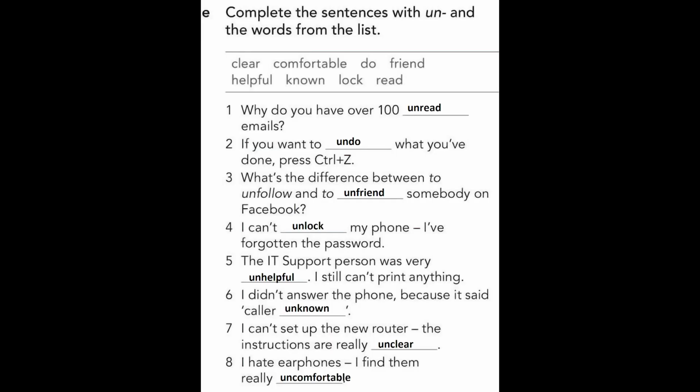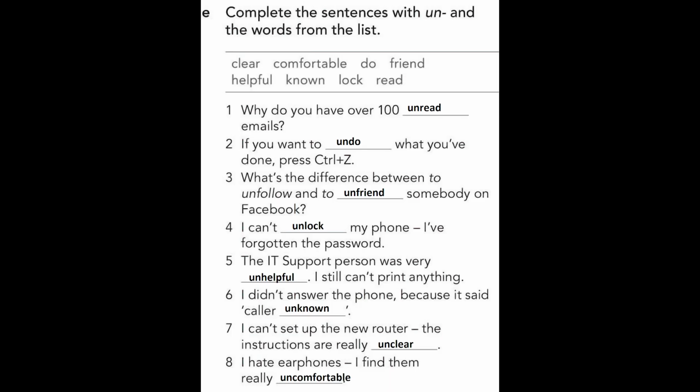One. Why do you have over 100 unread emails? 2. If you want to undo what you've done, press Ctrl plus Z. 3. What's the difference between to unfollow and to unfriend somebody on Facebook? 4. I can't unlock my phone. I've forgotten the password.